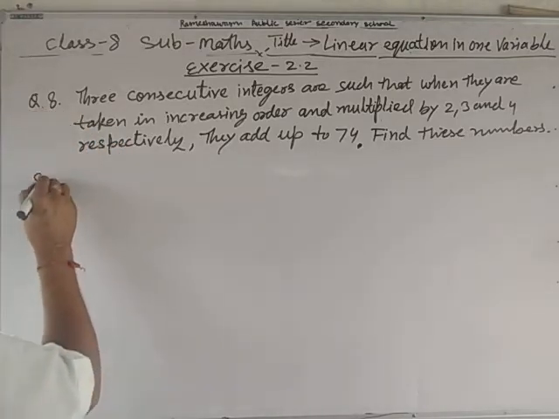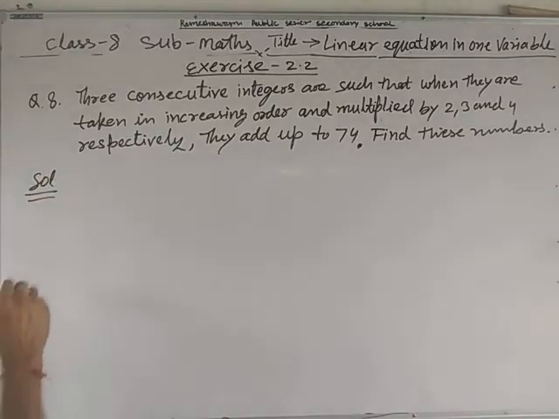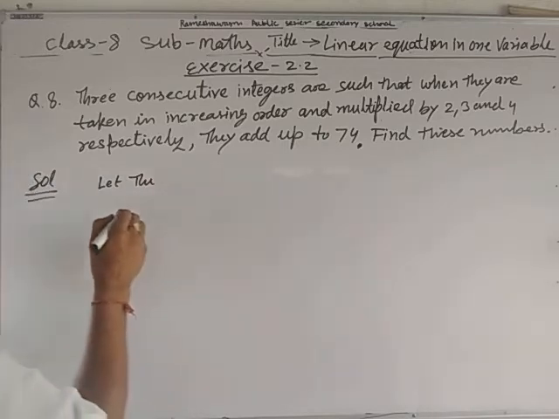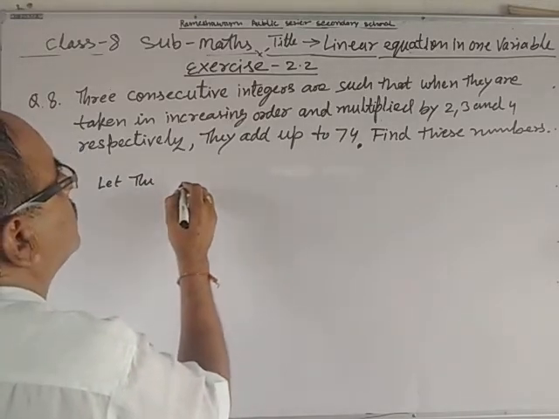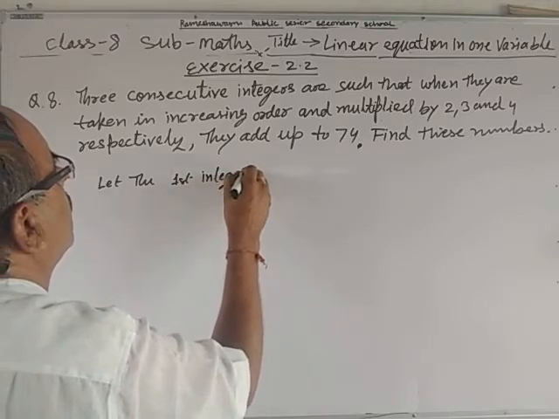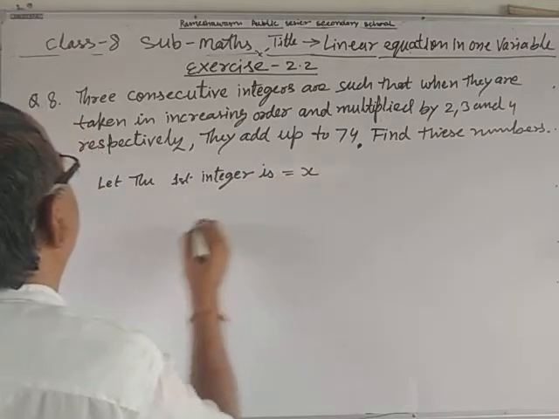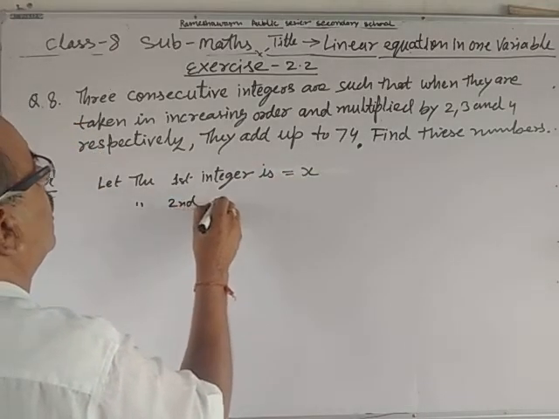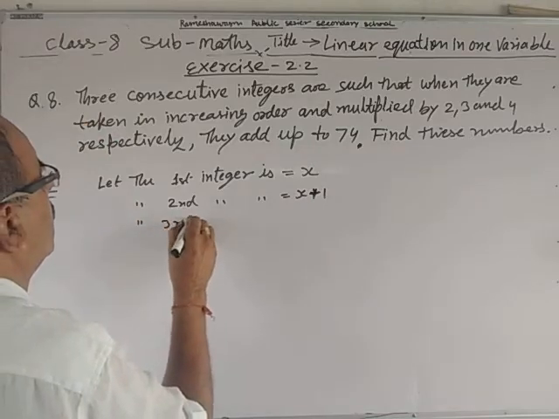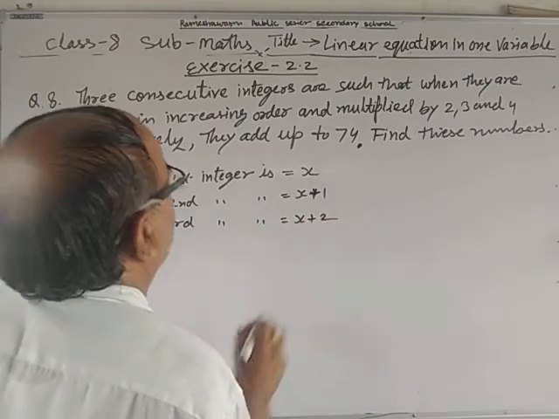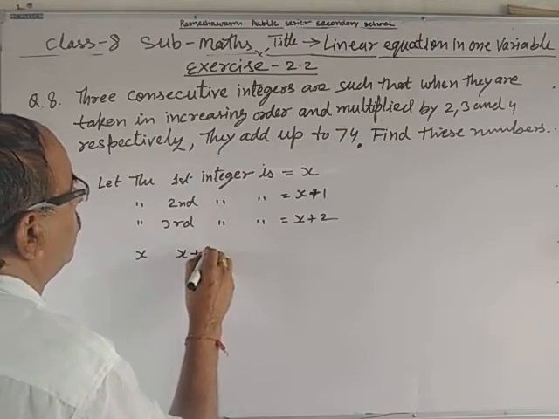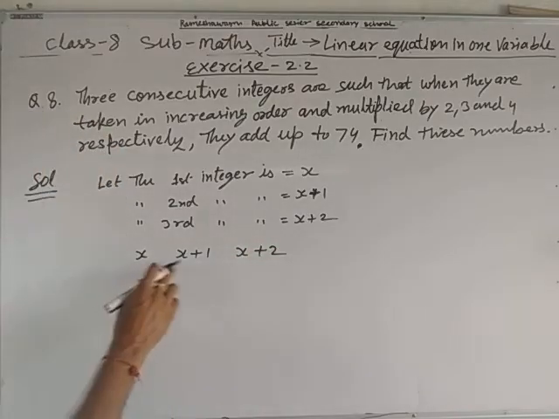Solution. Let the first integer be x, the second integer x plus 1, and the third integer x plus 2. They are in increasing order.